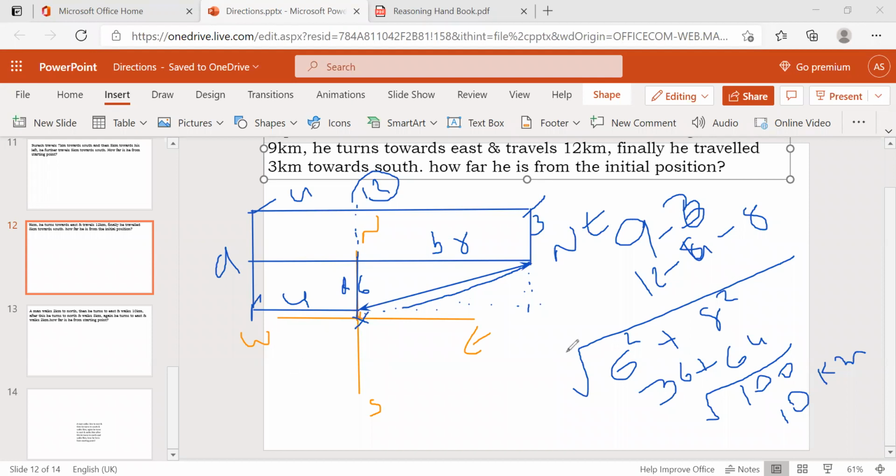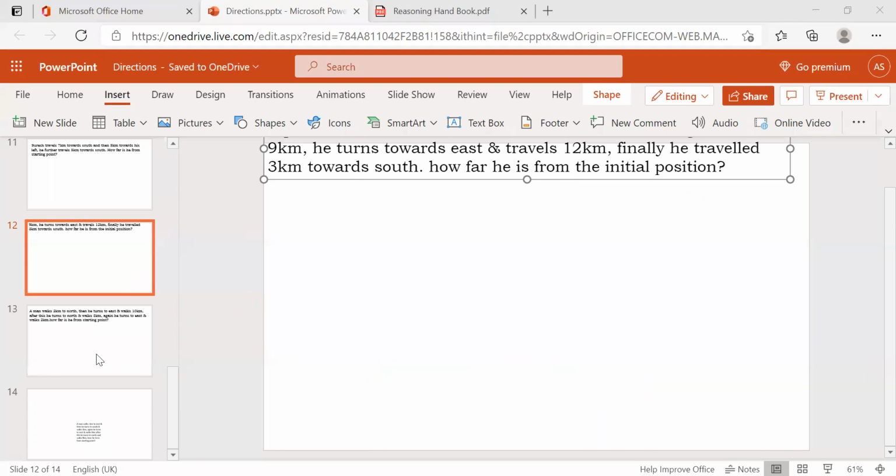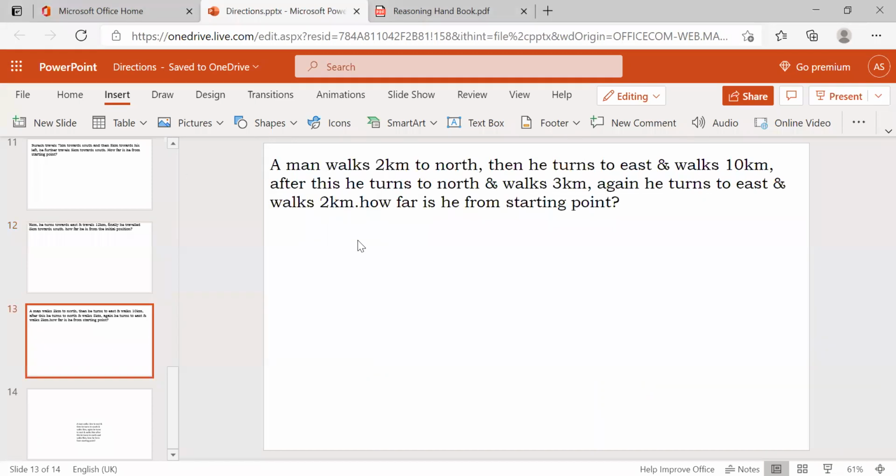So nice, Nagasudha. Now I'm going to clear this. We'll move on to the next question. Last question we are going to solve here.